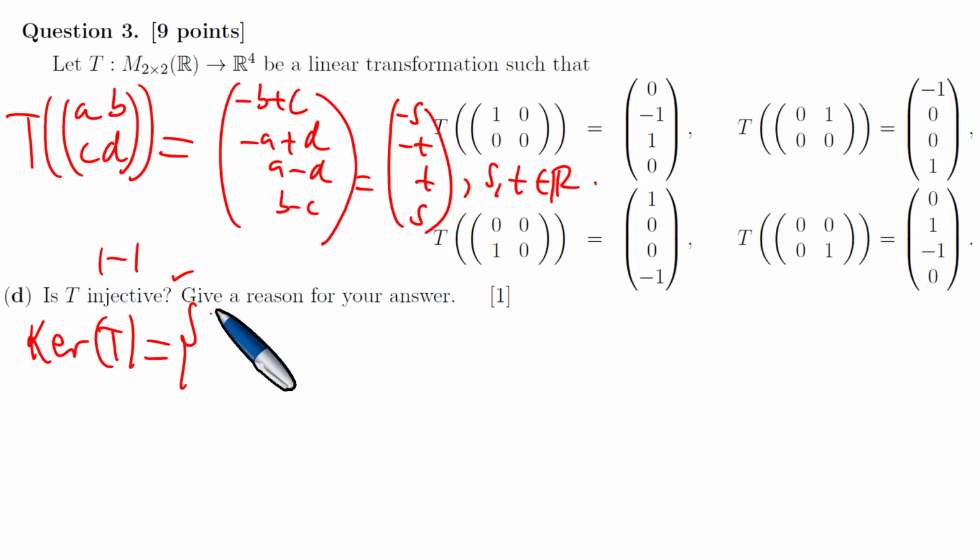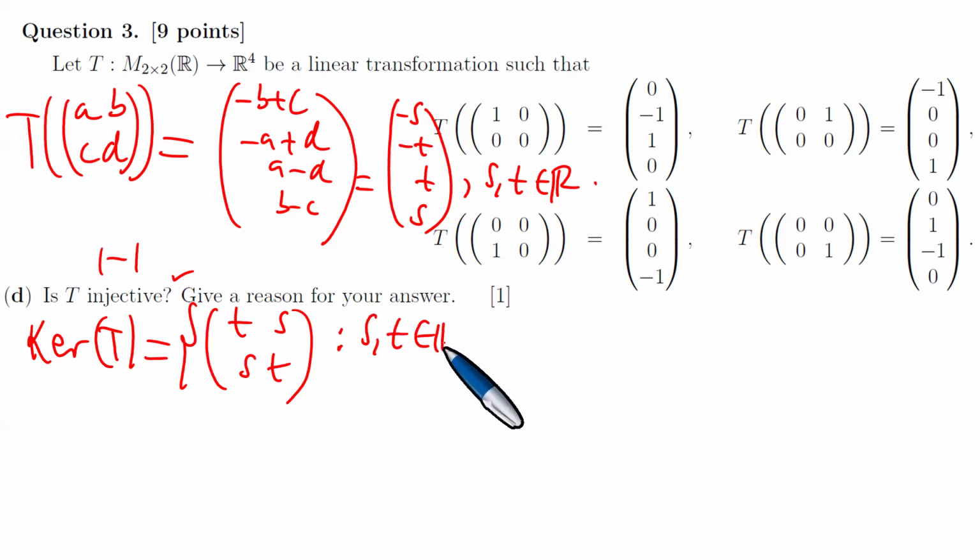Okay, so there are many ways to write the kernel we've got. But, right, so we got the kernel to be TS, ST. Yeah, sorry. We got it to be TS, ST, where S and T are real. Okay, kernel of T would be this, where these are real.